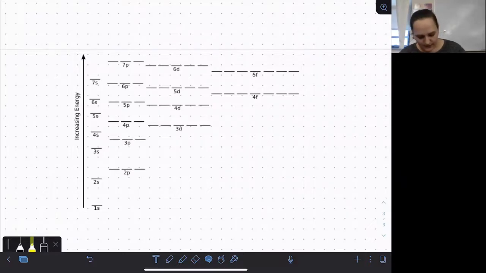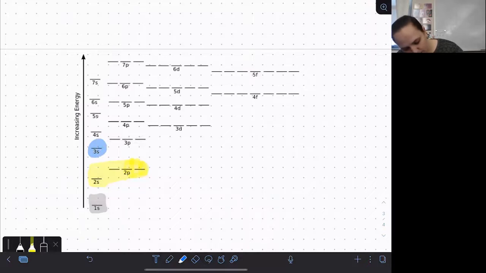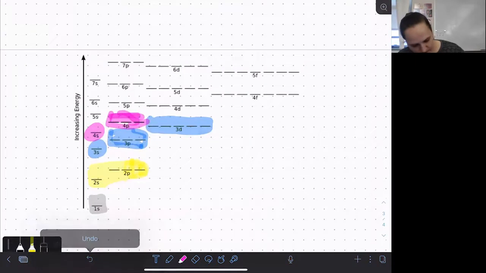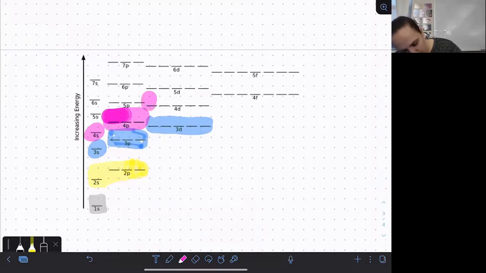So looking at our different shells, we've got the n equals 1 down here, which is just our 1s orbital. Our n equals 2 encompasses the 2s and the 2p. The n equals 3 encompasses the 3s, 3p, and 3d. And then the n equals 4 has the 4s, 4p, 4d, and 4f.